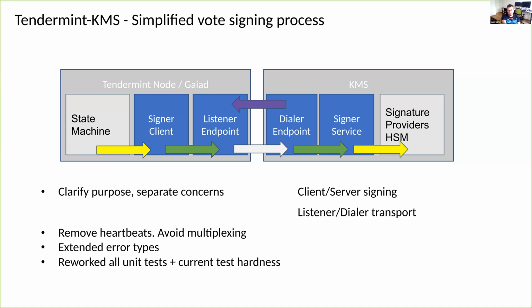So that's part of removing heartbeats, which is not just deleting, but also extending error types and reworking the unit tests and the current test heartbeats. So that's what the PR entailed.